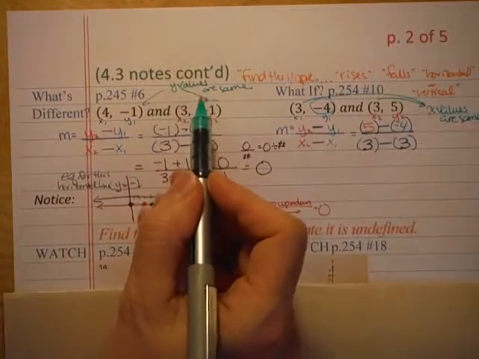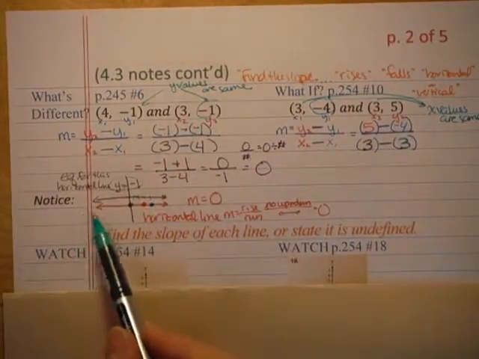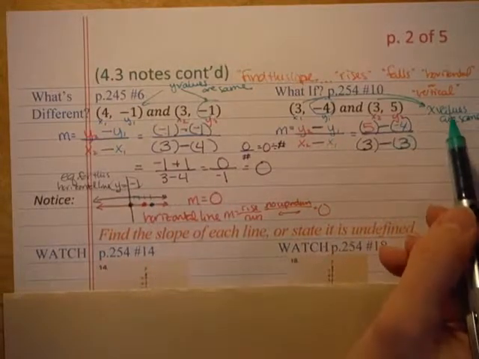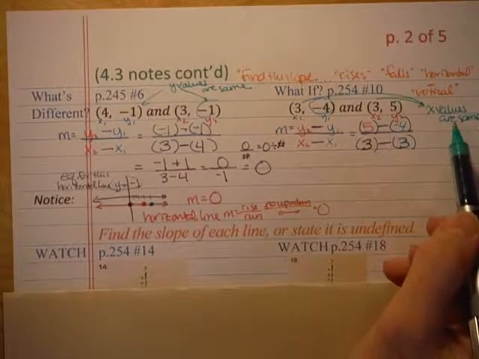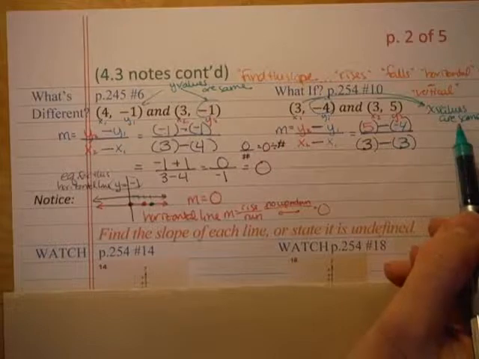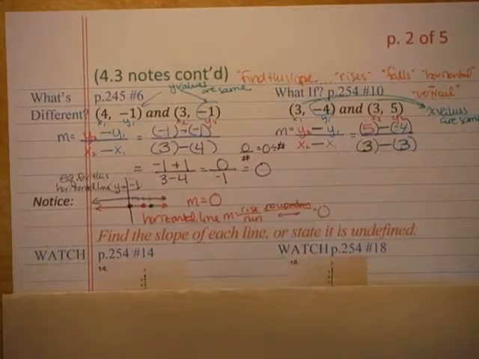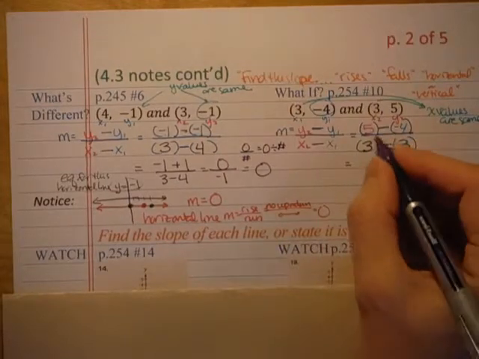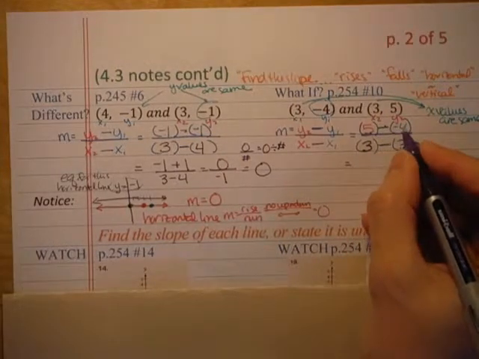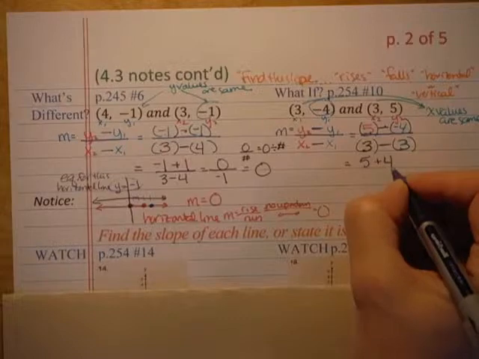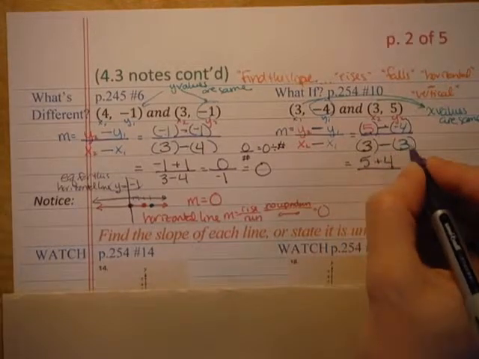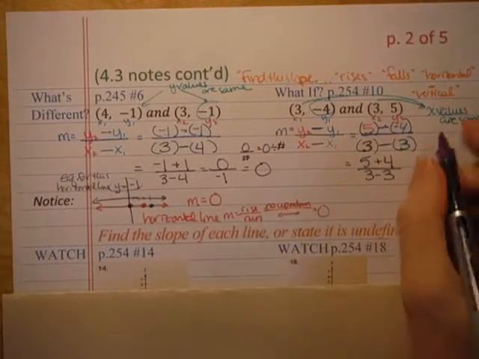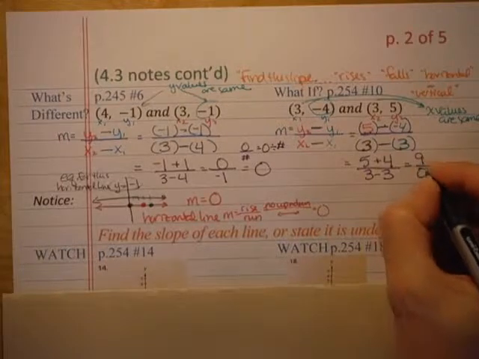Okay, when the Y values were the same, we ended up with a horizontal line. So it's not going to take much to jump to the conclusion that if the X values are the same, we're going to come up with a vertical line. Let's continue figuring out what this slope is here, though. Our slope in this case is going to be 5 minus a -4, which is going to be 5 plus 4. On the bottom, you get 3 minus 3, which turns out to be 9 over 0.